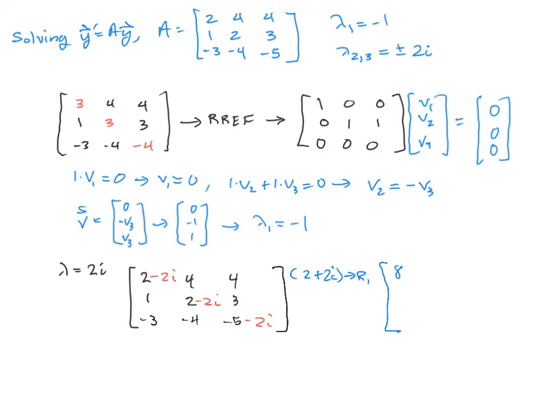And then we're going to have the 2 plus 2i multiplied to the 4s as well. So that's 8 plus 8i in both of those spots. And then we've got a 1, a 2 minus 2i, and a 3, and a -3, -4, and a -5 minus 2i. So for the next step of this, we'll go in and continue to do the row operations by hand on this 3 by 3 complex matrix.